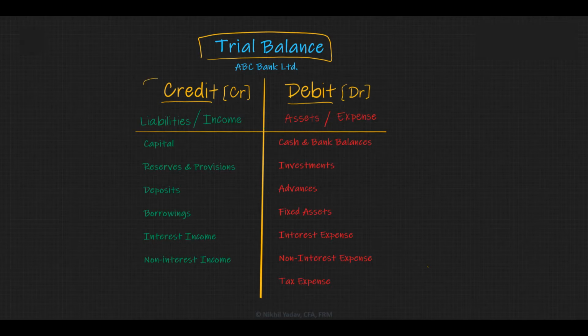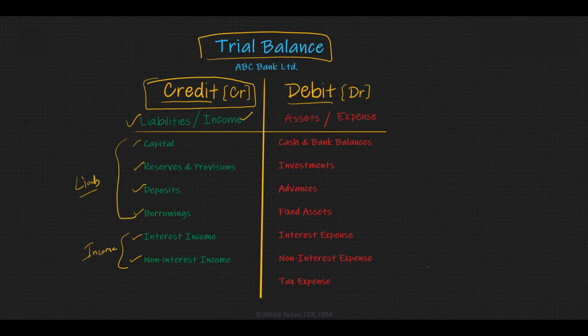Just remember that the left hand side is called the credit side, which will have all the accounts related to liabilities and income. For example, capital, reserve and surplus, deposits, borrowings. These are all the liabilities. Then you will see interest income, non-interest income. So these are part of income and this is liability. So the credit side has both types of GLs, the liabilities and the income.